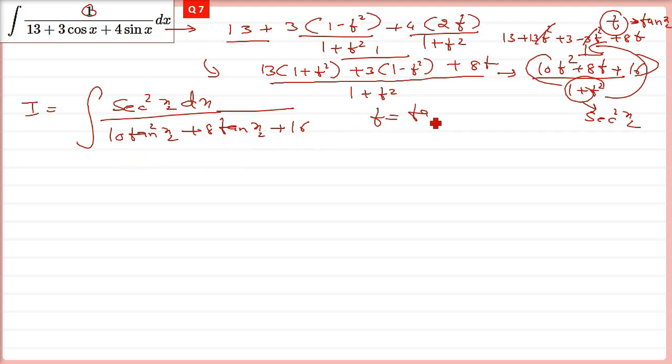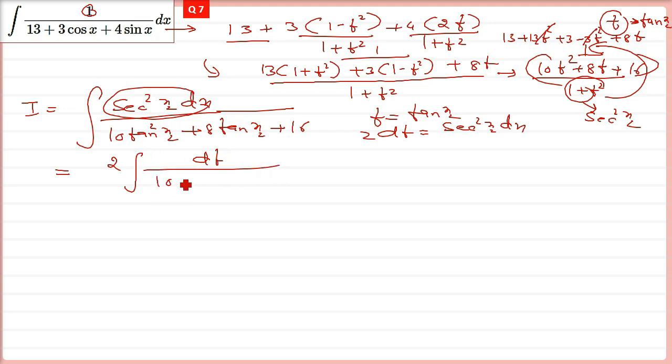Let us take t equals tan x by 2, dt equals sec square x by 2 dx, half is already there because x by 2 has to be differentiated also. So 2 will go on the left. So this whole numerator can be written as 2 dt, 2 I am taking outside the integration sign. And this will be 10t square plus 8t plus 16.